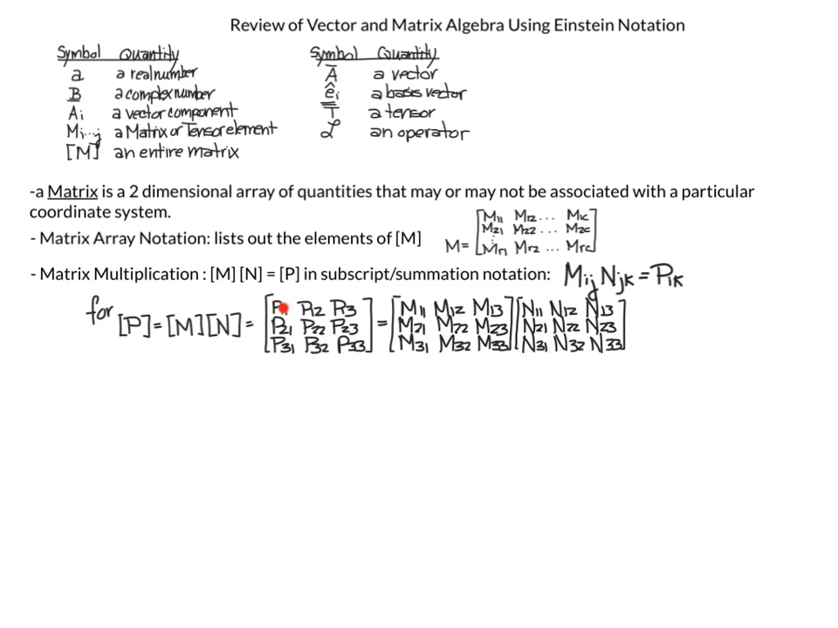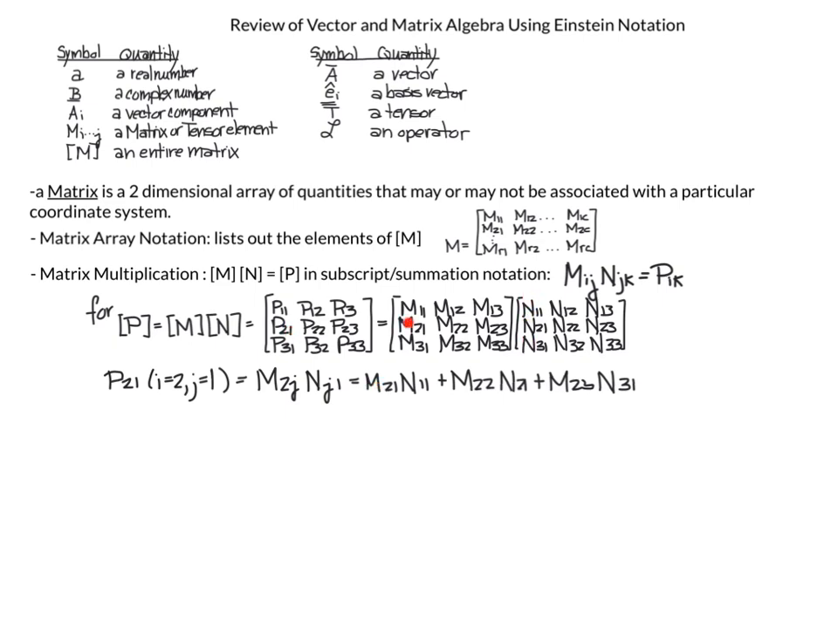Now to get the first row, first column of P, if you recall, you're going to multiply the first row of M times the first column of N. So basically, to get the i j element of P, you're going to multiply the ith row of M times the jth column of N. So for example, if you're looking for P21, that's the second row, first column element of P. So i equals 2, j equals 1. You're going to multiply the second row of M times the first column of N.